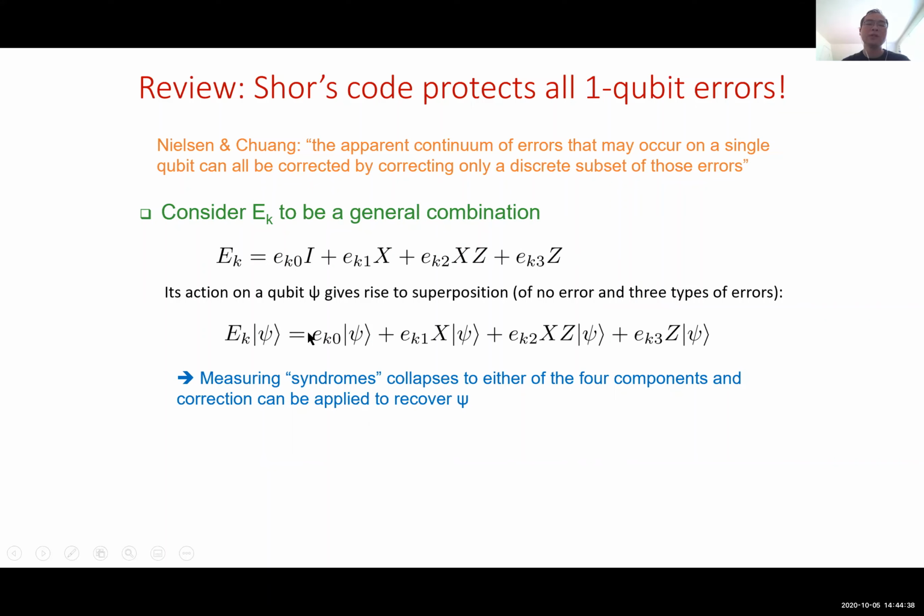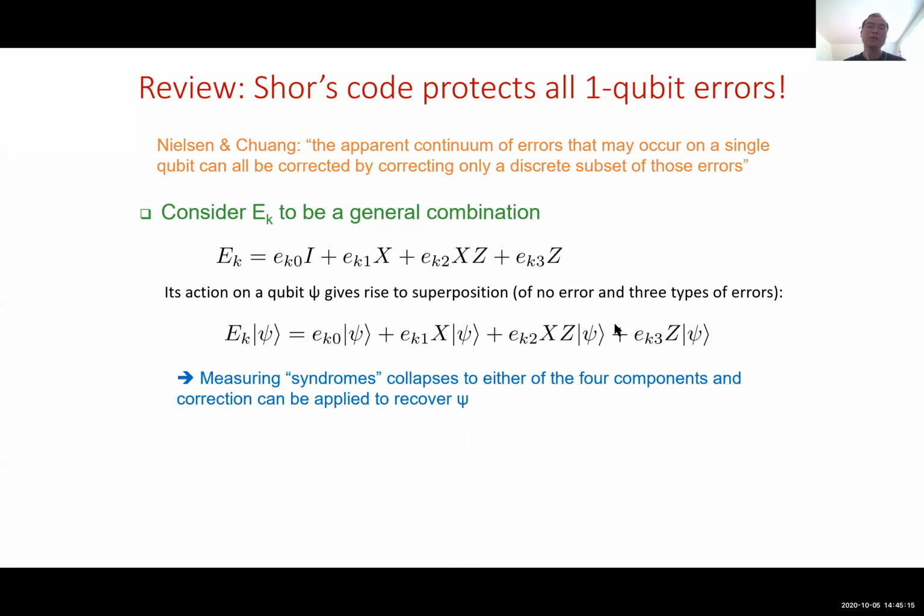And we understand that the action of this error is that the system is partly no error, or partly a bit flip error on a certain qubit. I didn't specify which one, just assuming there's some specific physical qubit. And there's also a Y error on that qubit, or it could be in a superposition of a phase flip error on that particular qubit.